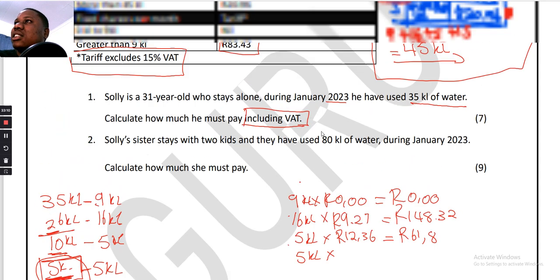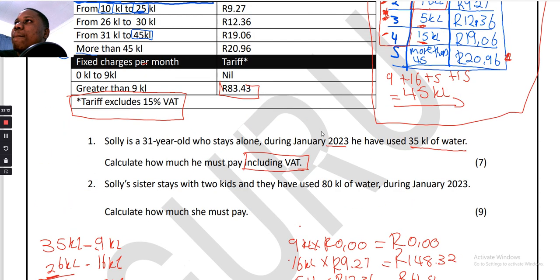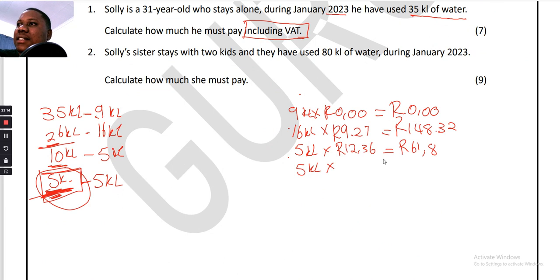We are going to charge these 5 kiloliters at 19 rand 6 cent. Let's see, 5 multiplied by 19.06 is 95 rand 30 cent. Now let's do the totals.